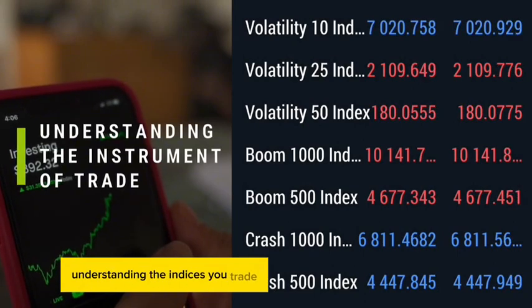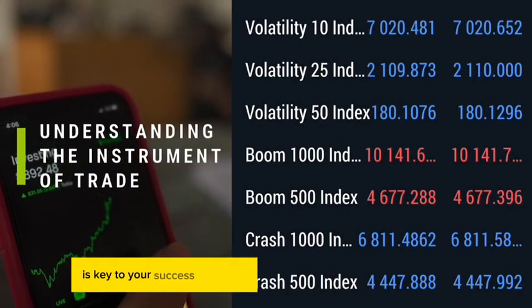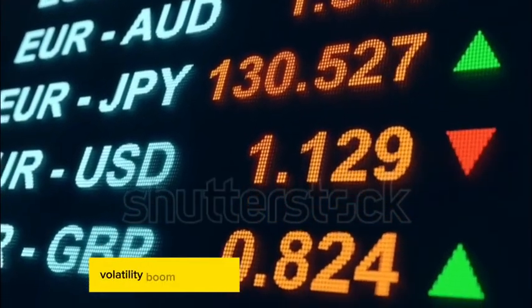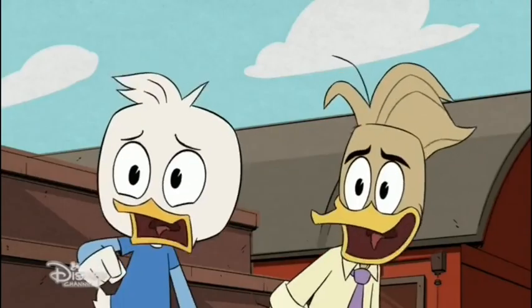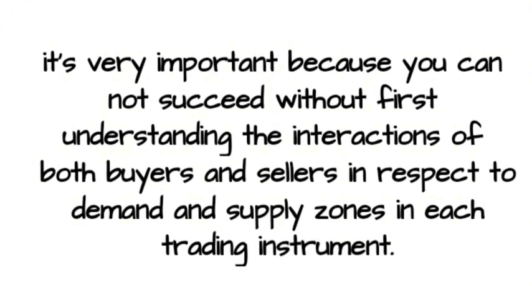Let's begin. Understanding the indices you trade. Understanding the instrument in derived trading is key to your success in trading, whether it's currency pair, volatility, boom, or crash. It's very important because you cannot succeed without first understanding the interactions of both buyers and sellers in respect to demand and supply zones in each trading instrument.